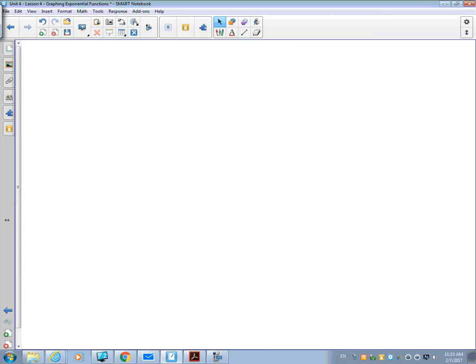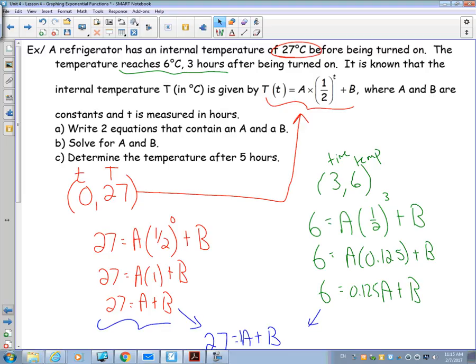Okay, that's it for today. The homework is a handout. We just want to get used to drawing these things, what they look like. The idea of a whole number base or bigger than one base goes up to the right. Less than one decreases, decays, goes down to the right. And trying to start recognizing some of our initial values, things like that.